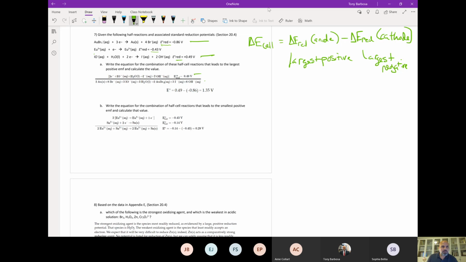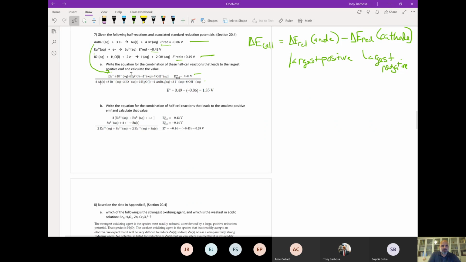I don't know why the answer is written this way. I think there's something missing here. This equation should be up here when you add them together first. So this looks like something got cut off at the top of the answer key here.